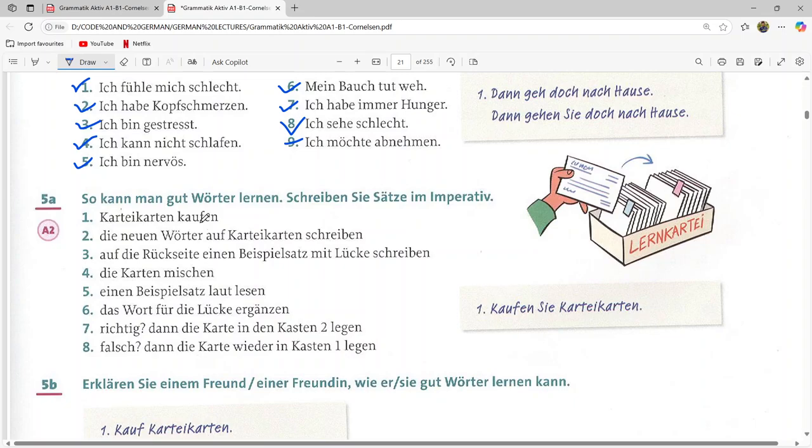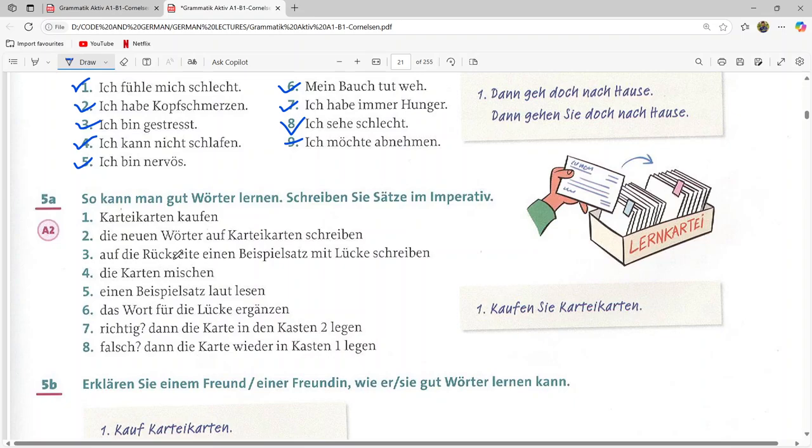Karten kaufen. So, buy flashcards. Karten means flashcards, learning cards or flashcards. This is the first option. Die neuen Wörter auf den Karten schreiben. So, write down the new words on the flashcard. If you see a new word, write it on the flashcard.